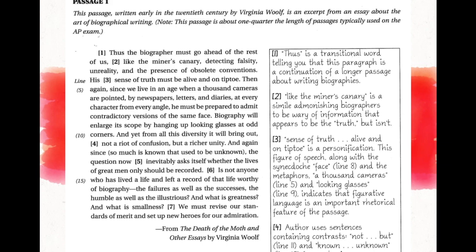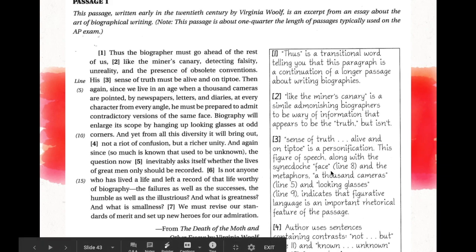This figure of speech, along with the synecdoche face and the metaphors 1,000 cameras, which will come up in a second, synecdoche will come up in line 8, and looking glass, line 9, indicate that figurative language is an important rhetorical feature of this passage. Just because it's there doesn't mean it's important, so we have to see how it's important still.